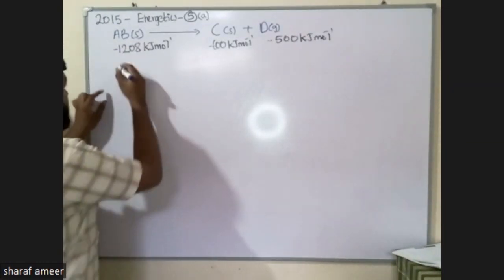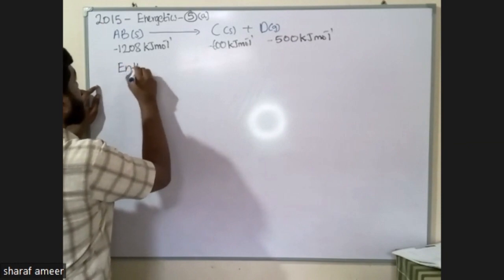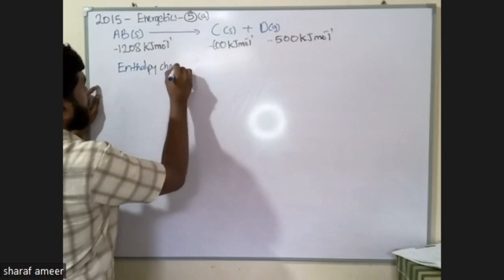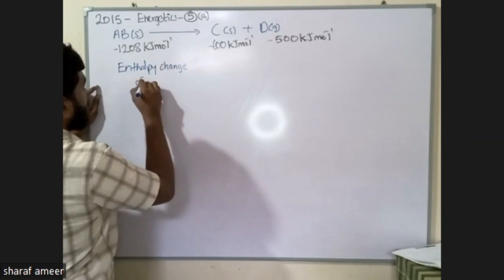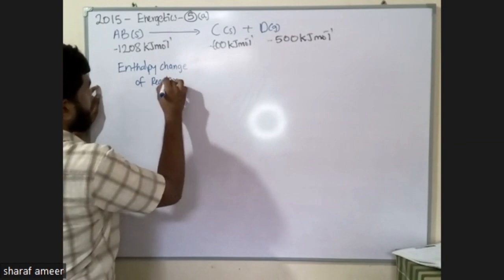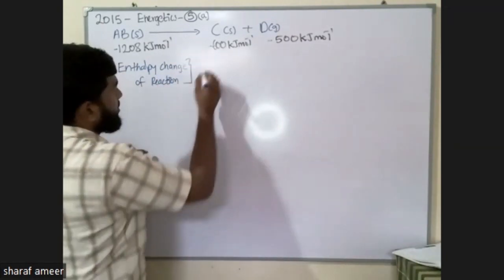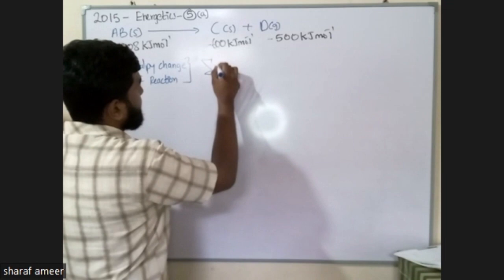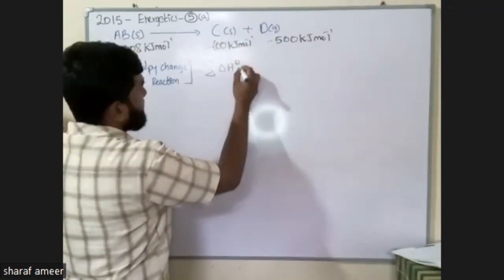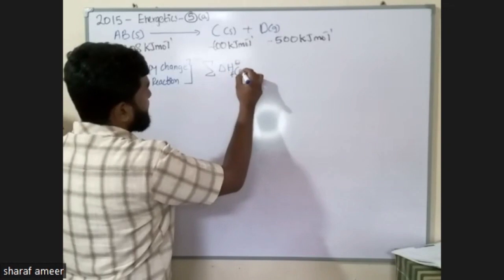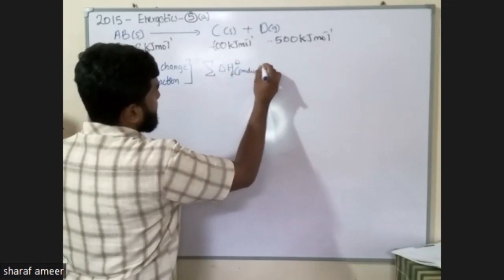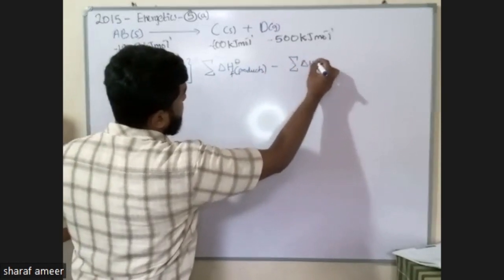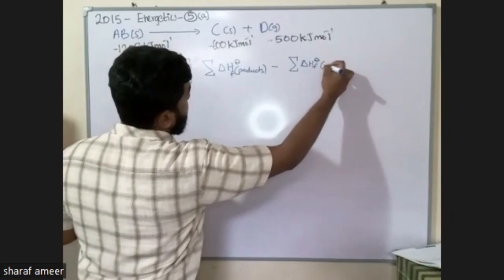So the enthalpy change of reaction is equal to the summation of delta H theta formation of products minus the summation of delta H theta formation of reactants.